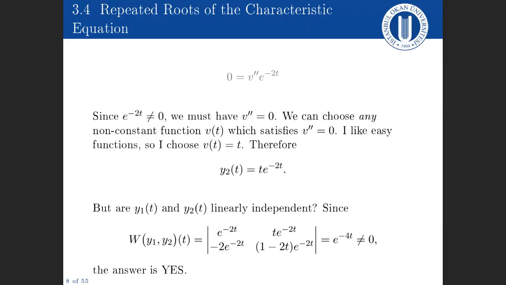So here we go. The Wronskian is the determinant of this 2 by 2 matrix, y1, y2, y1 prime, y2 prime. Put the functions in, calculate the determinant, and we get e to the power minus 4t, which is always non-zero. So the answer is yes. These 2 functions are linearly independent.